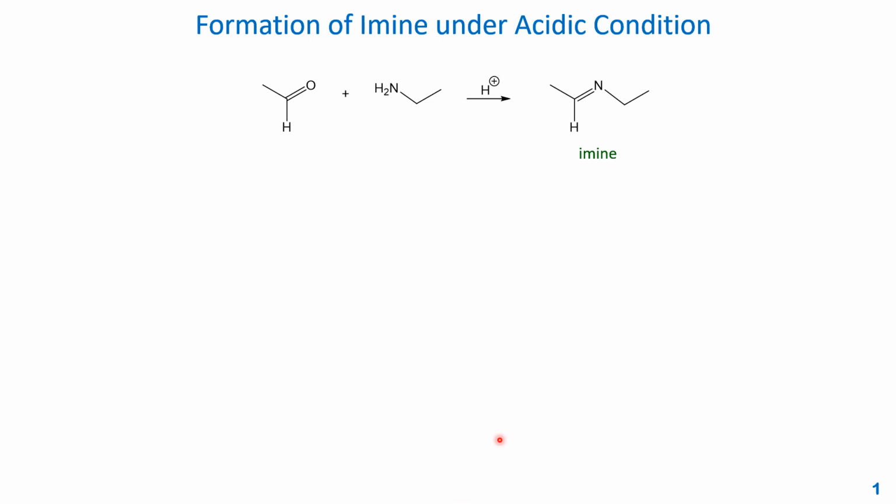If you look at the example shown here, I have an aldehyde, ethanal, and the other one is a primary amine, ethylamine. This acid is the catalyst, and the product is called imine. Look at the structure of imine. It actually has a carbon-nitrogen double bond in this compound. So this is acid catalyzed.